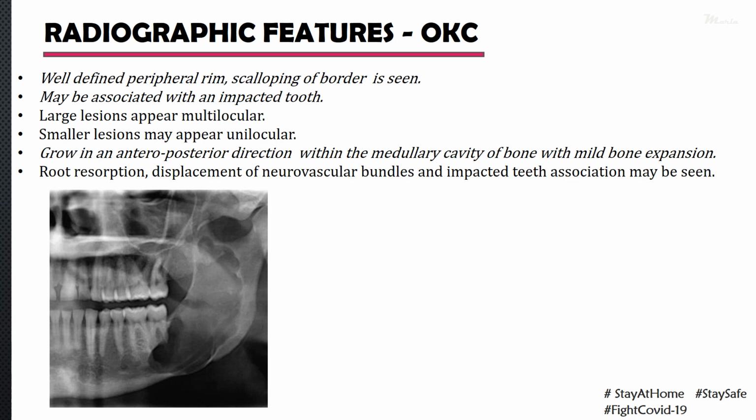Larger lesions of odontogenic keratocysts show a multilocular appearance. Smaller lesions may appear unilocular and may be confused with other cysts. As discussed already, the cyst grows in an anteroposterior direction within the medullary cavity without causing much expansion of bone. Because of its aggressive nature, the odontogenic keratocyst may cause root resorption, displacement of nerve bundles and impacted tooth, and may cause pain.